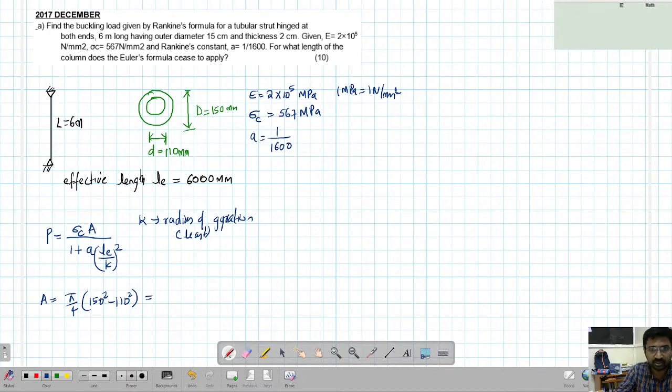So this is pi by 4 times 150 square minus 110 square. So this gives us 2600 pi, or 8168 mm square.